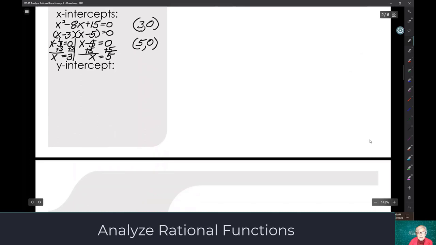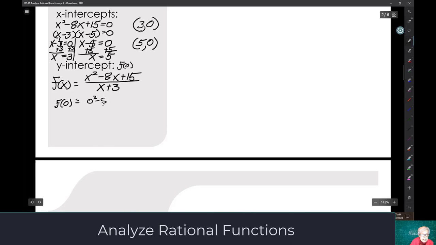Now the y-intercept. We have f of x equals x squared minus 8x plus 15 over x plus 3. The y-intercept is always, for any kind of function, f of 0. That's the code for putting a 0 in every x.